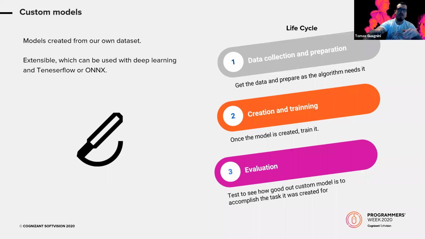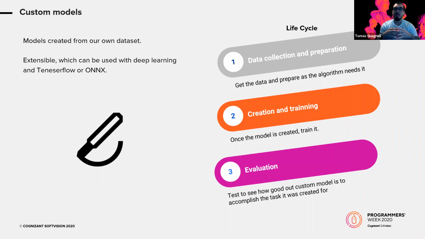Now we're going to see the model lifecycle. A custom model has two well-differentiated parts in its lifecycle. The first one would be getting, preparing, and putting the data as the algorithm needs them. Once we are good to go, the second part will be creating the model and training it, choosing the algorithm we think is convenient. Once it's done, we can evaluate the model, creating tests, and check how good or bad it is, because it might not work at the first shot.